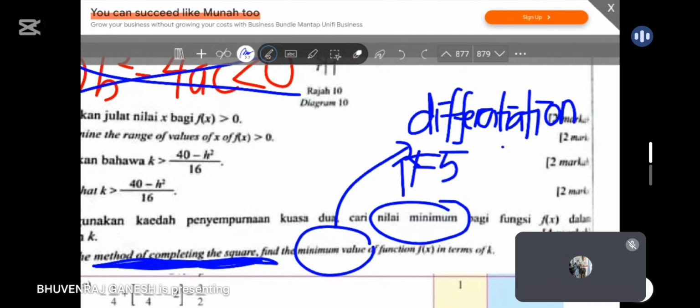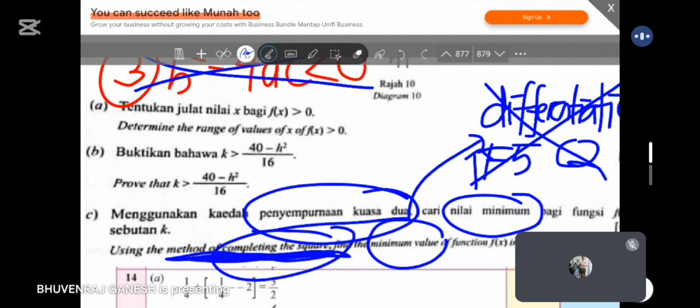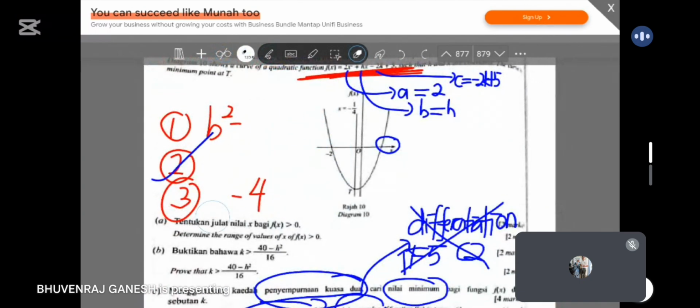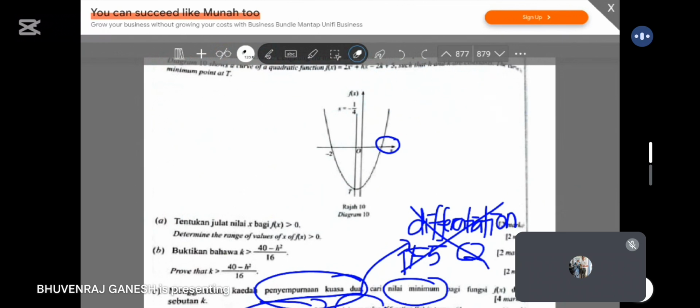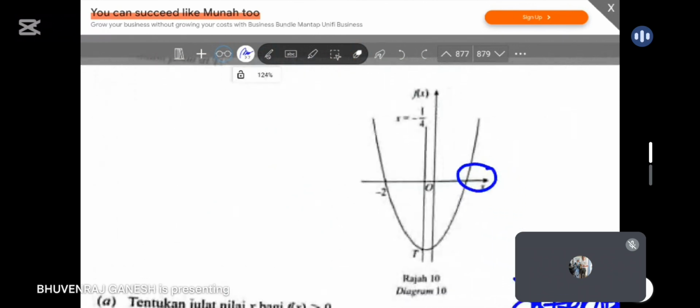Okay, so they don't want you to use this method. Mereka tak mau kamu guna kaedah ni. Sebab soalan jelas nyatakan kena guna kaedah penyempurnaan kuasa 2. Okay, you must use your completing the square. Okay, so now guys, for those that join my intensive lesson for Form 4 Chapter 2 earlier this week, okay, untuk yang dah join, okay, may I know how many steps we have for completing the square? Berapa langkah kita ada?